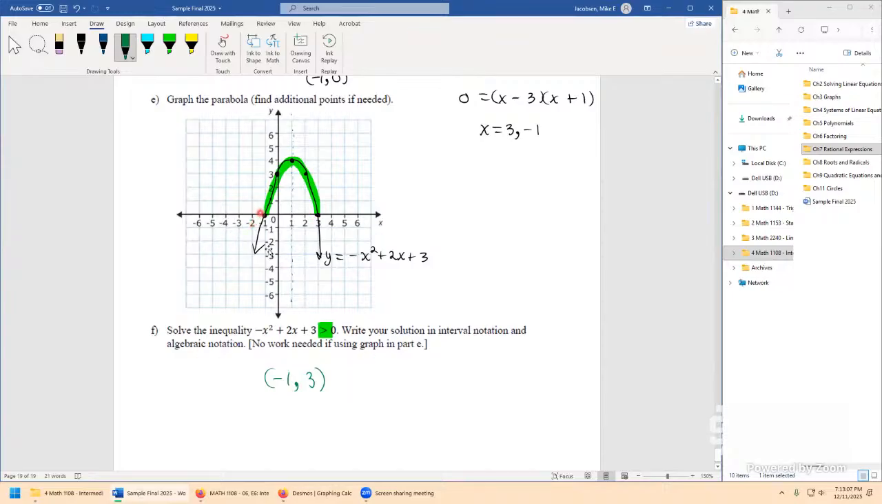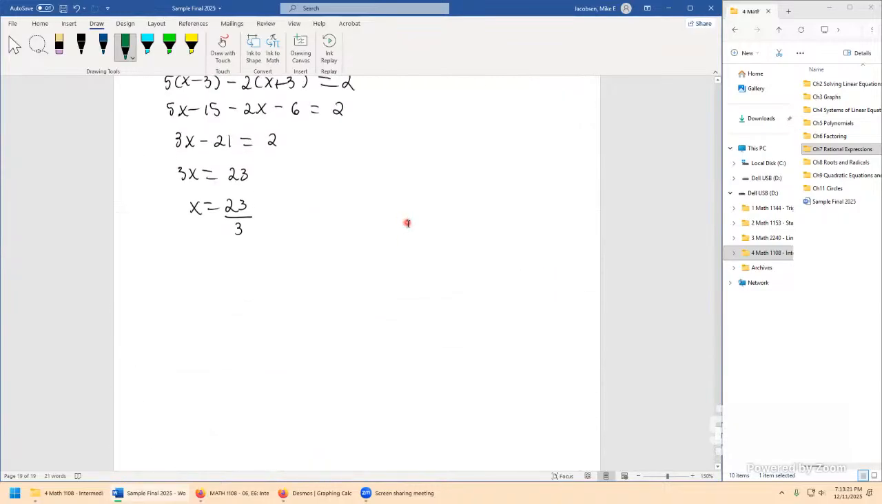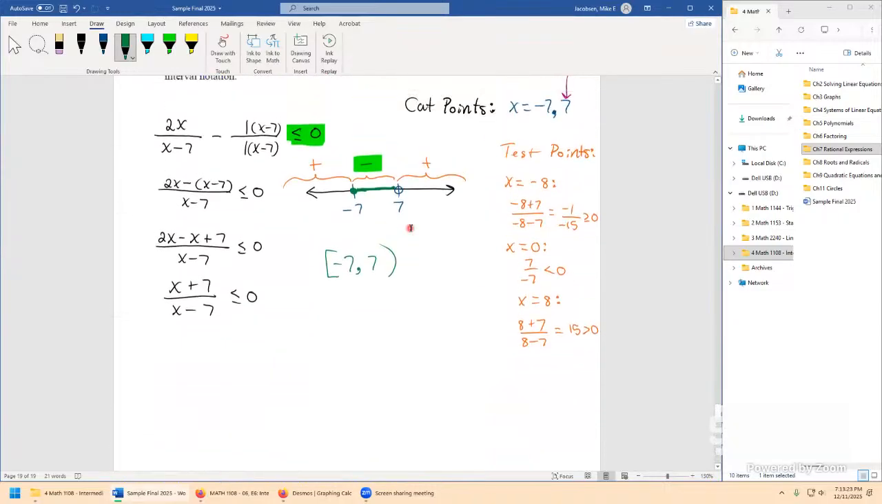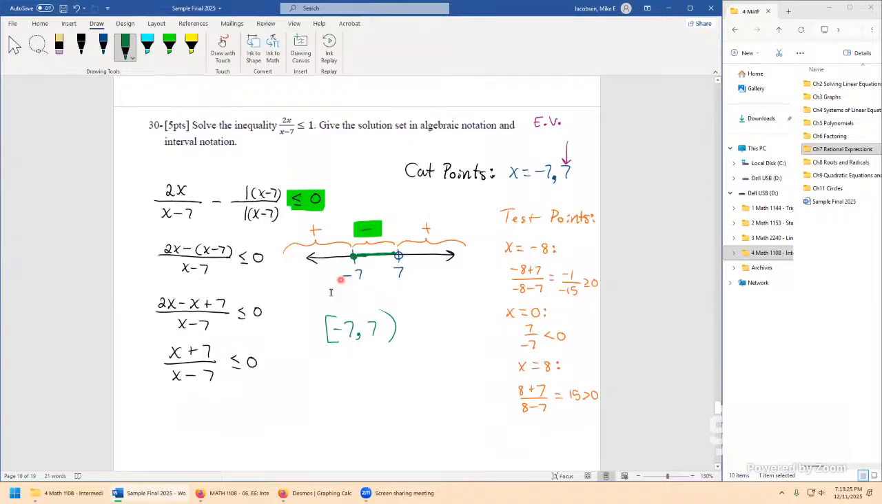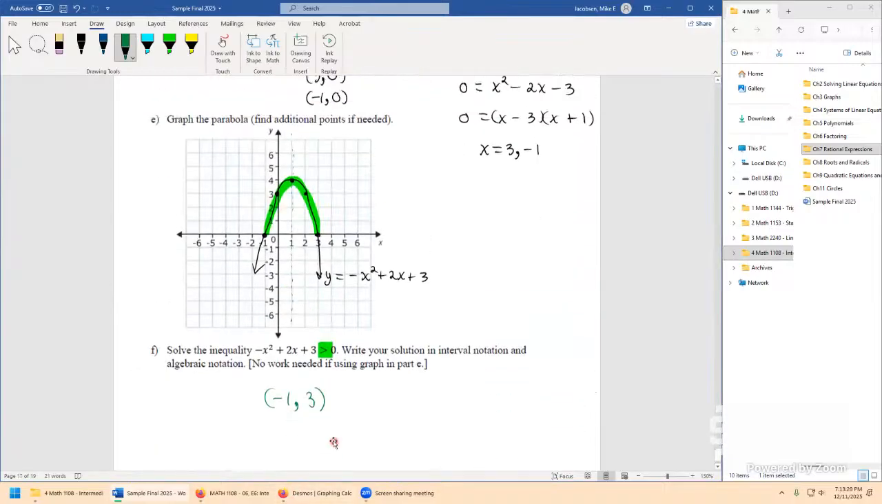Notice it says no work needed if using the graph in part E, and we definitely use that graph, but keep in mind the inequality is strictly bigger than 0, so that's why we have a parenthesis rather than a bracket. It's kind of confusing because we do have a solid dot here, but that was just meant to be a point on the graph, not a solid dot in the same sense that this is a solid dot, giving us a bracket in interval notation.